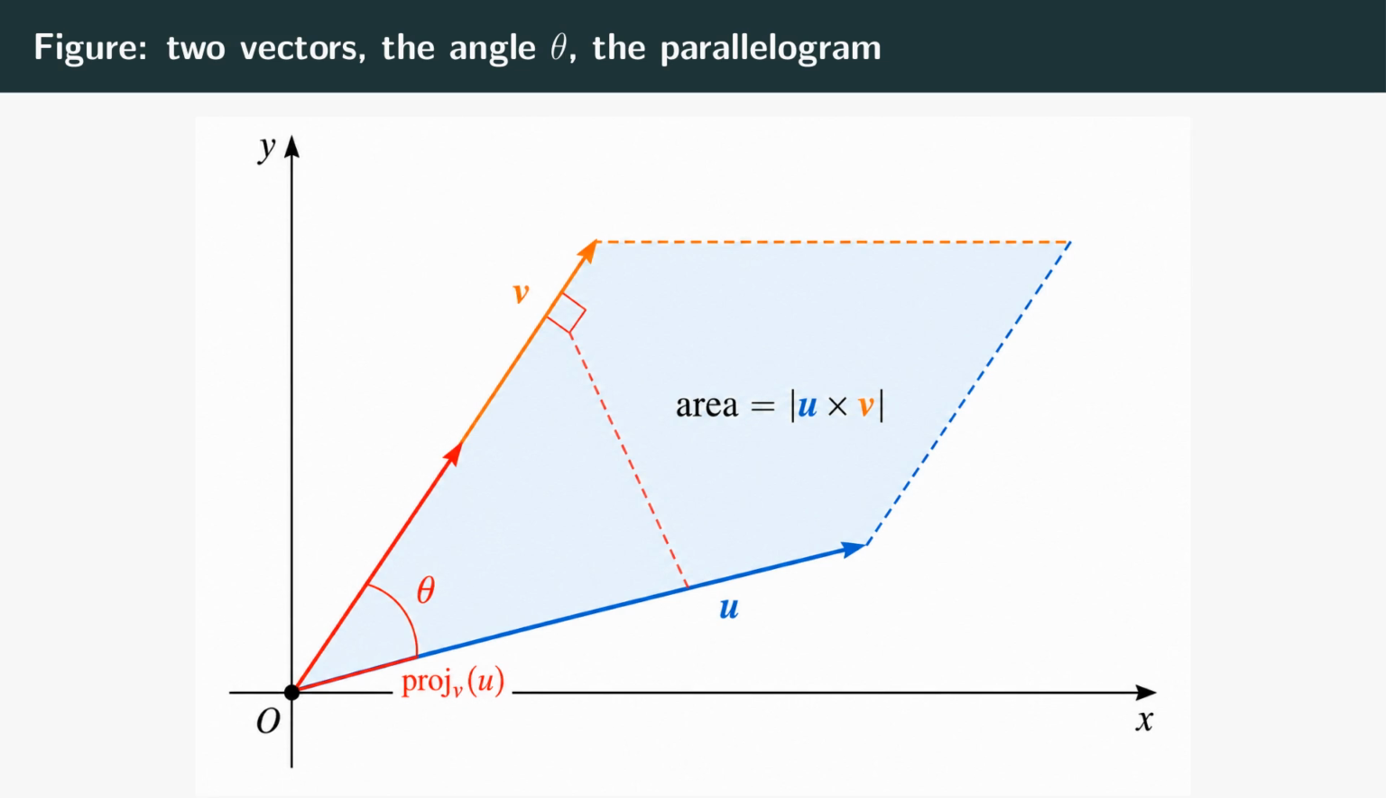The red dashed perpendicular drop from the tip of u onto the line through v gives the projection of u onto v, the shadow of u along v. Its length is the magnitude of u times cosine theta. And the parallelogram, its area is base times height, which works out to the magnitude of v times the magnitude of u times sine theta. That number is exactly the length of the cross product, which we are about to define. So the parallelogram serves two products at once. Its base projection reads off the dot product, its area reads off the cross product magnitude. Geometry compressing two algebraic operations.